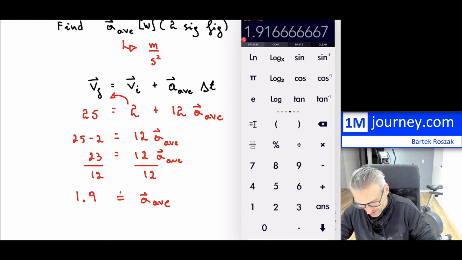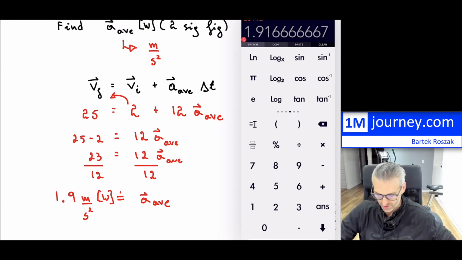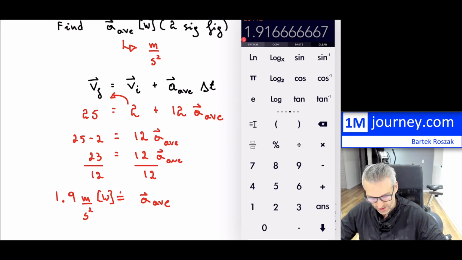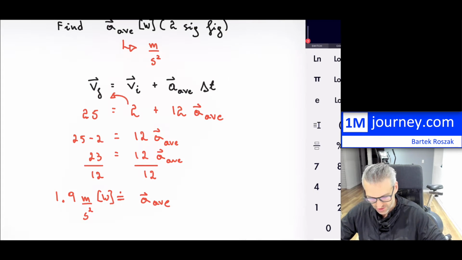And if I put in the unit itself, which you should, if your teachers are expecting you to do this, do it in the right way. So here's your unit, and then there's your direction, and there you go. So it's a constant acceleration of approximately 1.9 meters per second squared.